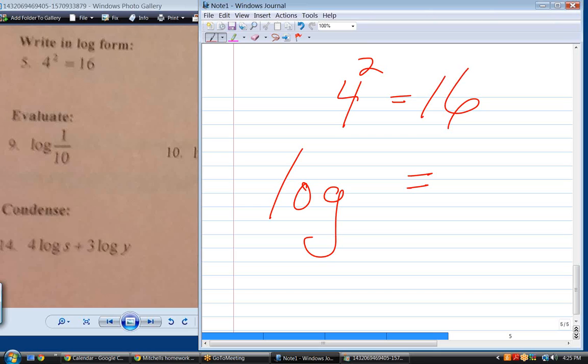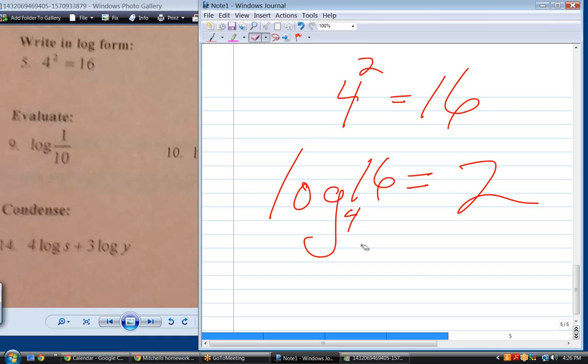Logs are exponents. So what goes on the right side of my equal sign? The exponent, which is 2. That's what goes on the right side of my equal sign. Logs are exponents. Now, what's going to be the base down here of my log? 4. Yeah, I knew you'd get that. And the only other place for the other number is 16. That's the logarithmic expression.